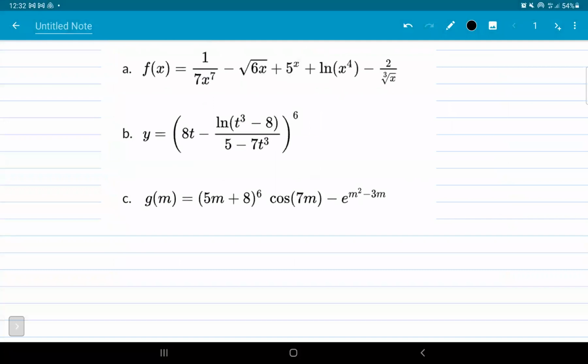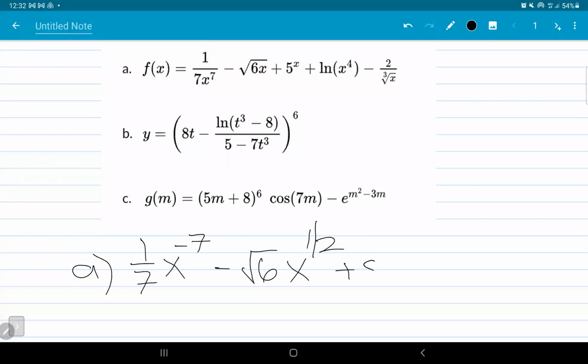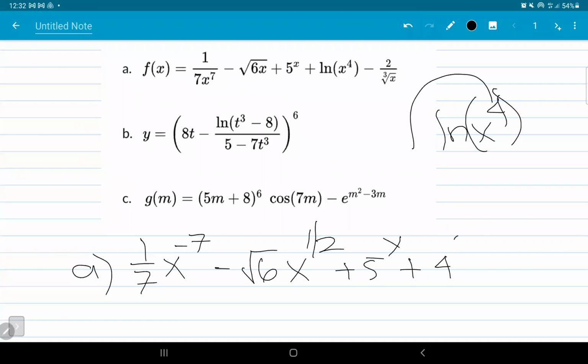Right. For letter A, you can just write that first one as 1/7 x to the negative 7 for the first term. Then you can write the second term as square root of 6x to the 1/2. For the second to the last term, this one here, you can use the properties of logarithms, bring down the 4. That's one way to do it.